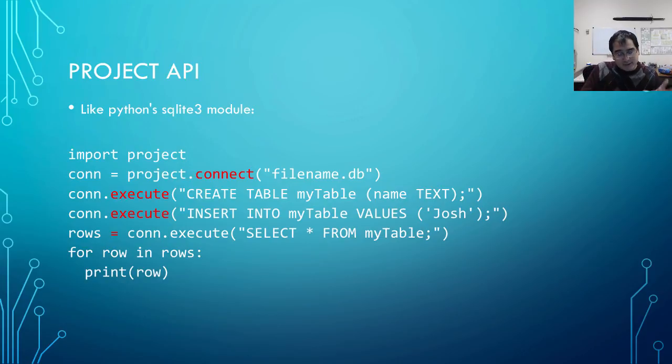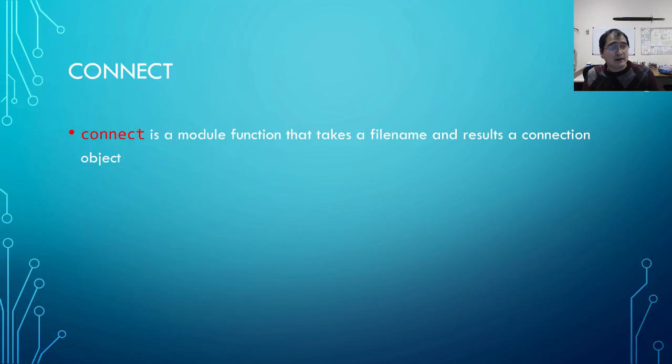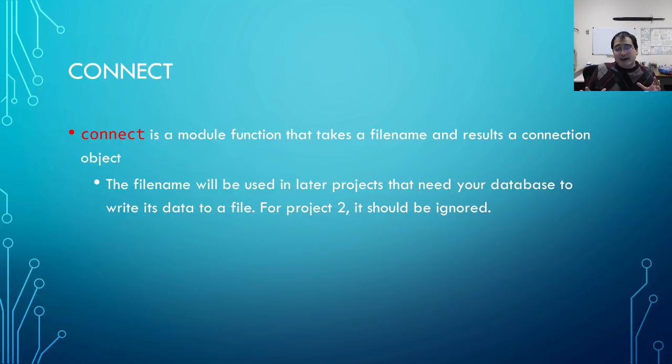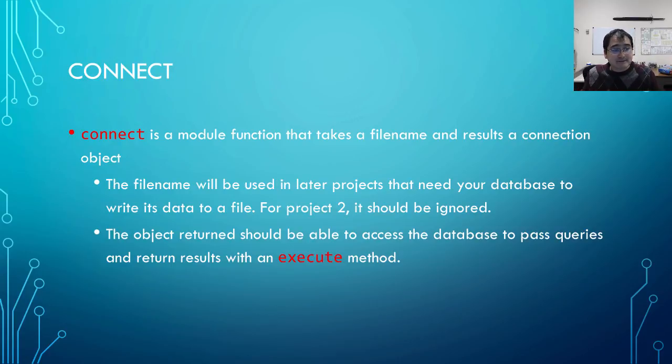All right, so let's break down these parts into what you actually need to do in order, once again, to solve project 2. The connect function in the project module takes a file name and returns a connection object. For right now, the file name won't actually be used, but in later projects it may be. The file name is really where the database should be stored. But for right now, you can ignore whatever file name I give it. However, the thing that's returned needs to be returned because this is how you access the database. You use it to pass queries and to get results from the database using the execute method.